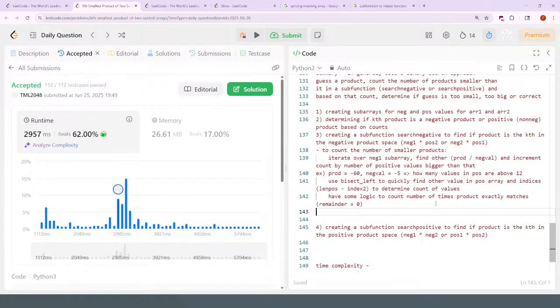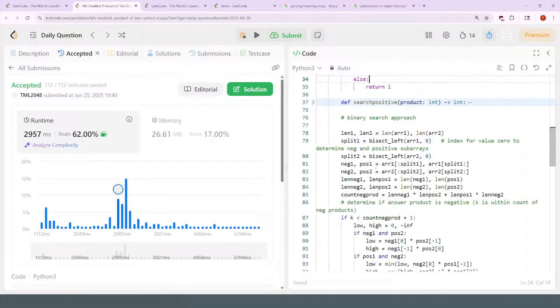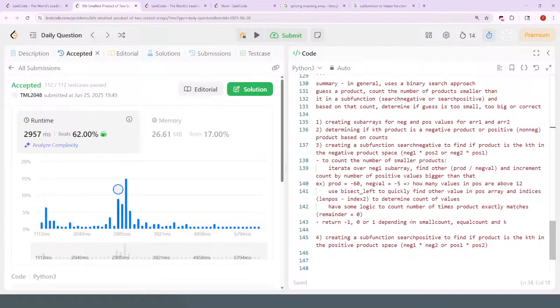And then lastly, return -1, 0, or 1, depending on the small count, the equal count, and k. So just those three things should be enough to figure out what this product that you're guessing is relative to the product that you're searching for.